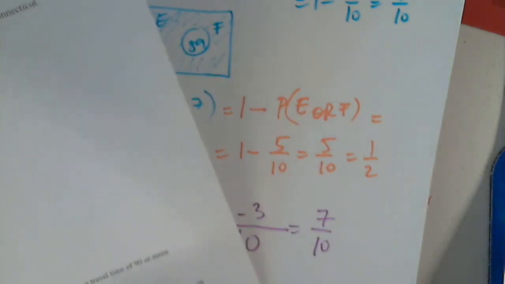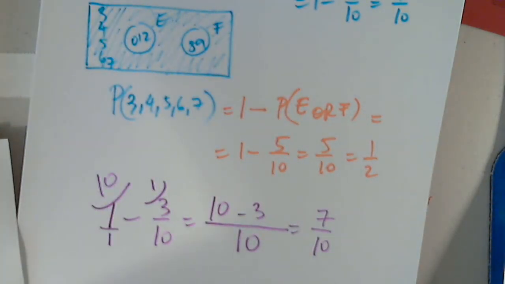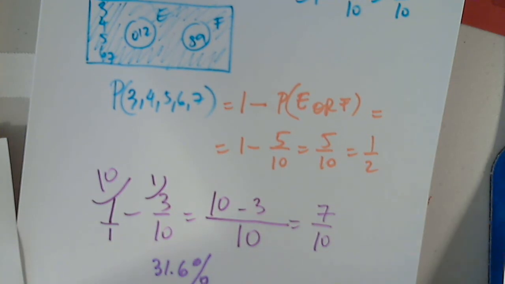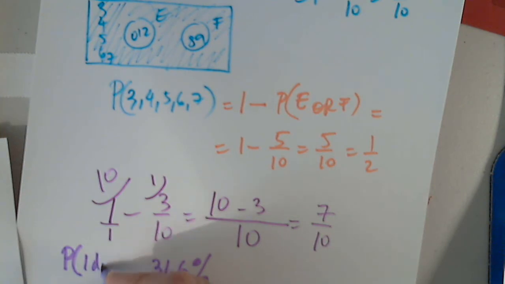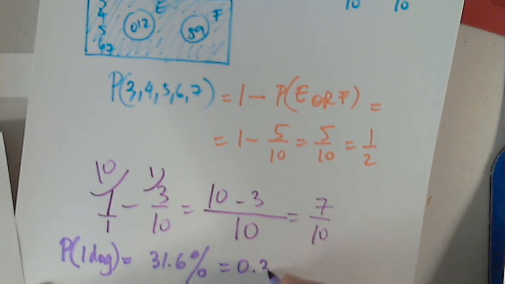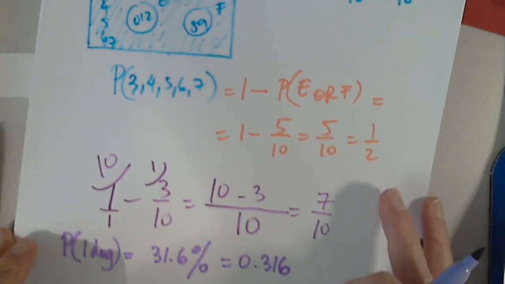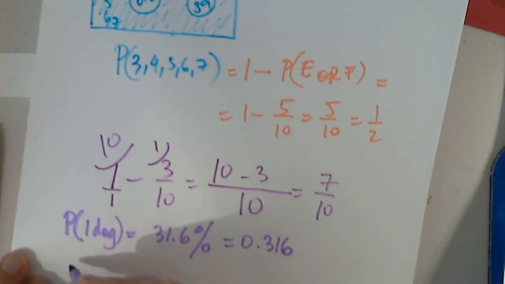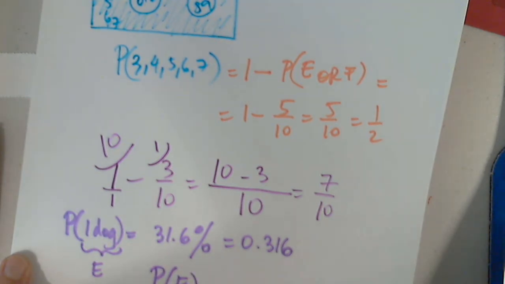Okay, back to example 3 on page 3 at the top. According to the American Veterinary Medical Association, 31.6% of American households own a dog. So the probability for a dog in a household is 31.6%, which is the same as 0.316. What is the probability that a randomly selected household does not own a dog? I'm going to call this E for simplicity. So the probability of E, having a dog in a household, is 0.316.